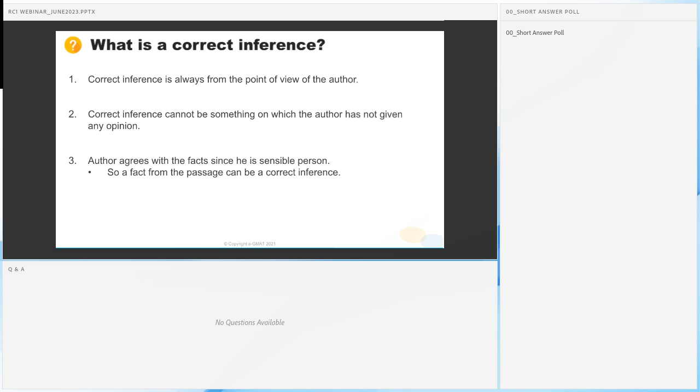Okay, so what's an inference? Remember this: the correct inference in any passage is always, always, always from the point of view of the author. That's very, very important. So if the author hasn't given any opinion on something, then you can't make that a correct inference. The author may present a lot of information, but that doesn't mean you can draw inferences based on it. If facts are presented, of course the author will agree with them, but you won't usually have an inference question on it. The inference question would usually come where the author has presented his opinion.